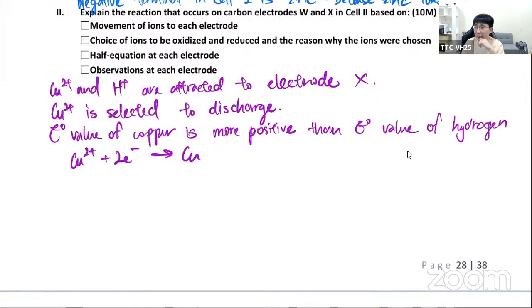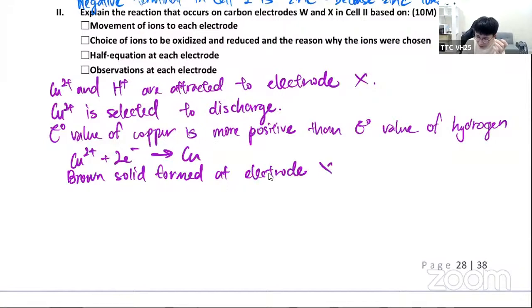Then moving on to the observation. Guys, if you form a copper metal, what is the color of copper metal? I believe you all know, just now I said it: copper metal is the metal you have in your phone cable. You can take scissors, cut the phone cable, and you will see what is inside. So from here you can see a brown solid forms at electrode X.